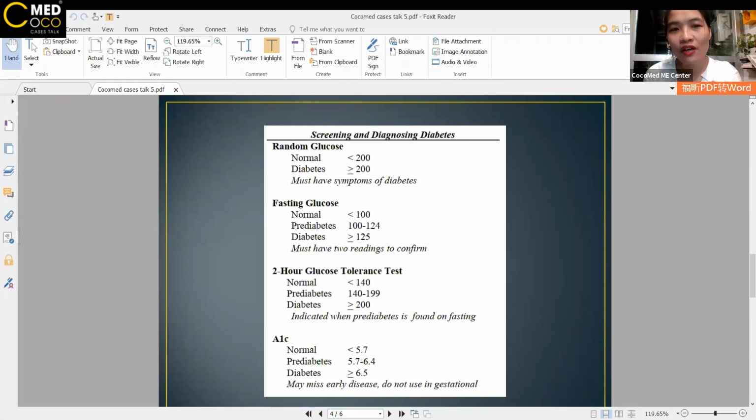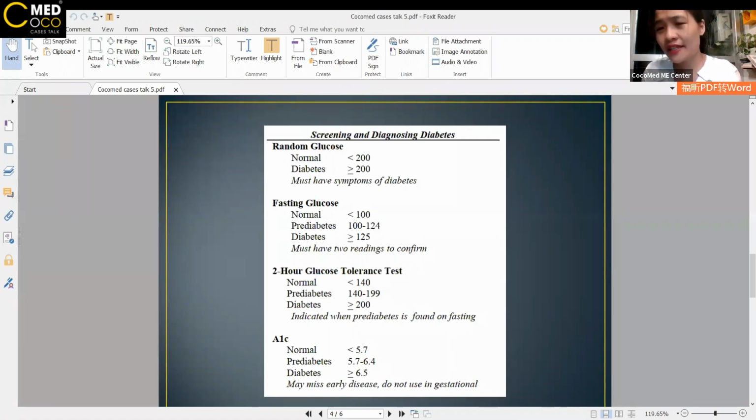For the 2-hour glucose tolerance test, what is it? They give us the information here. They give the range of this, and we can indicate when the patient has pre-diabetes. On fasting, when you see the patient fasting, we check the fasting, we see the pre-diabetes, we can check with the 2-hour blood glucose tolerance test. Okay, just the meaning of the test like this.